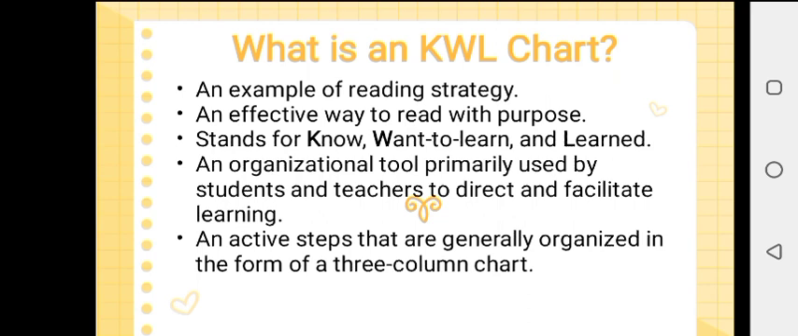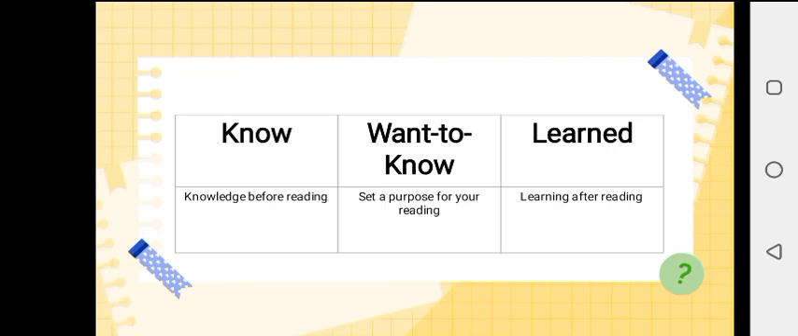And lastly, we have the definition: it is a set of active steps that are generally organized in the form of a 3-column chart. So we have an example of a KWL chart here, and let us learn what is in each column. The first column is the K column, which means Know. This column contains the knowledge before reading, or simply what they already know about the topic. For example, our topic is cheetahs. We already know that it is an animal and it lives in Africa or grasslands. So we put it on the K column.